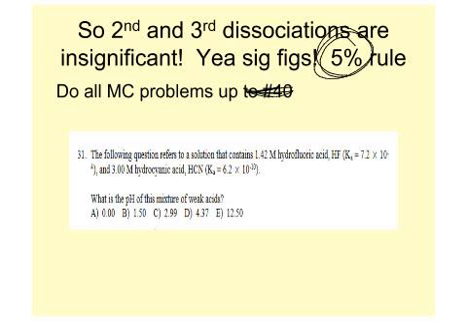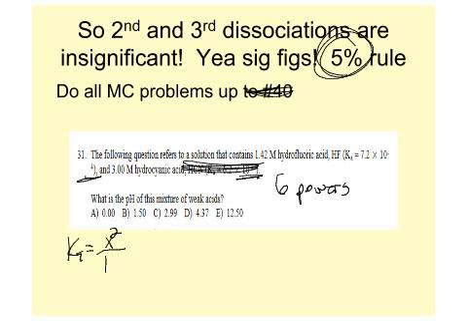So looking at this, notice how HF has a Ka of 10 to the negative 4. HCN has a K of 10 to the negative 10. You're talking about 6 powers of 10 difference, meaning HCN is not important when determining the pH. So that means we're going to do a quick ICE diagram. Well, I'm going to do Ka equals X squared over HA.